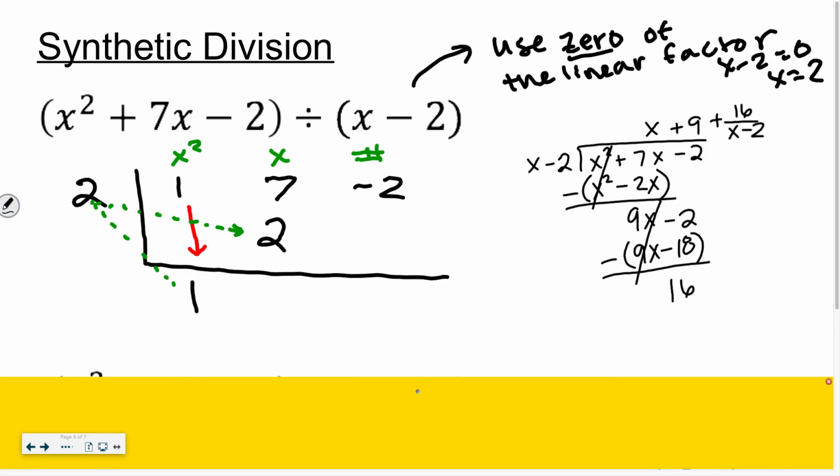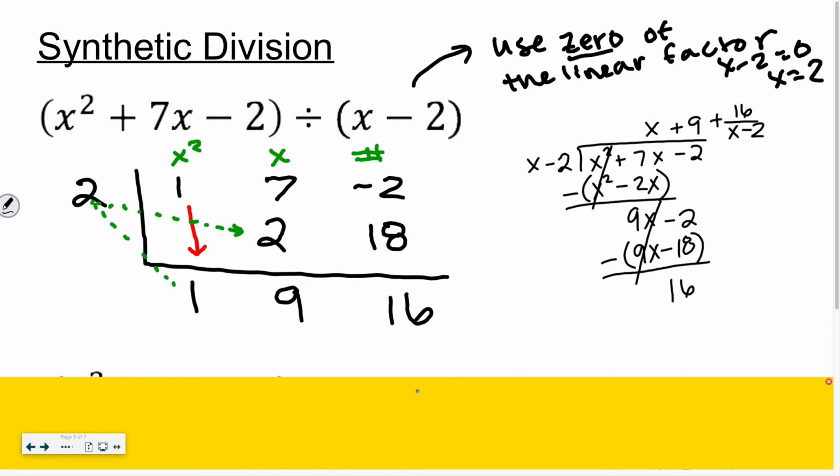Okay, so you're adding the 2 lines in the synthetic box. If there's nothing there, which there never will be for the leading coefficient, it's just the leading coefficient. And then you multiply by the thing that you're dividing by. 1 times 2 is 2. Add down. 9. Multiply. 9 times 2 is 18. Add down. 16.